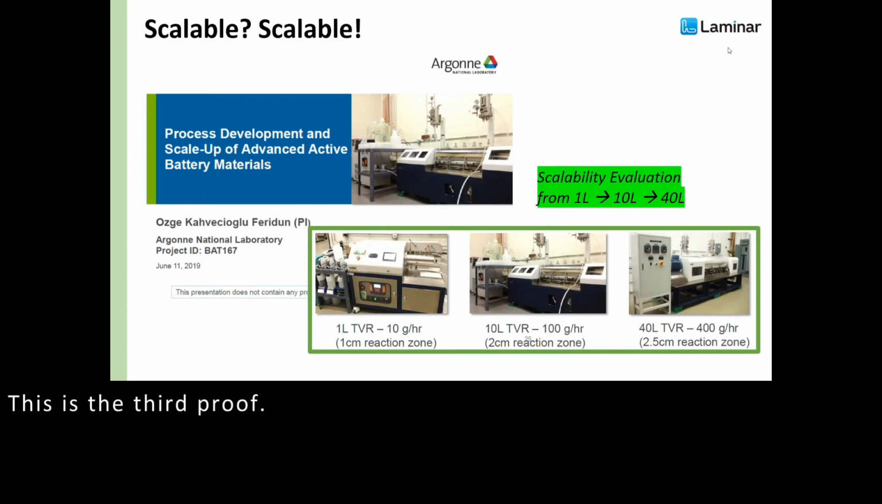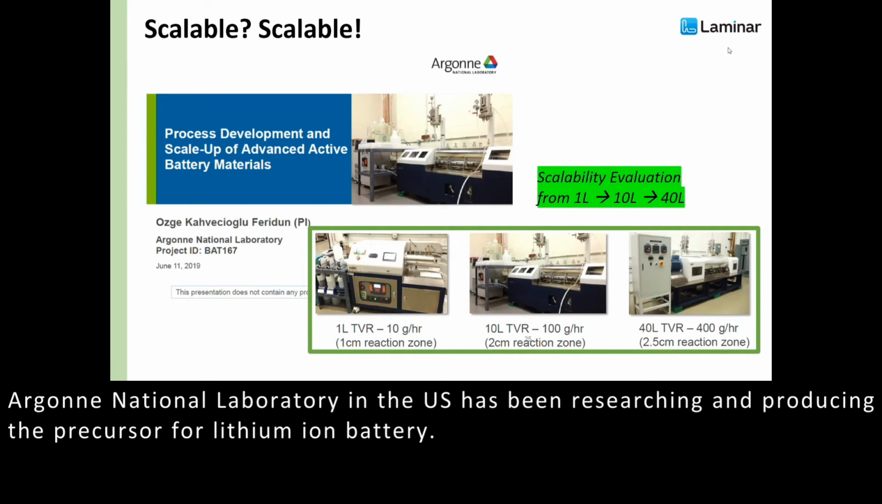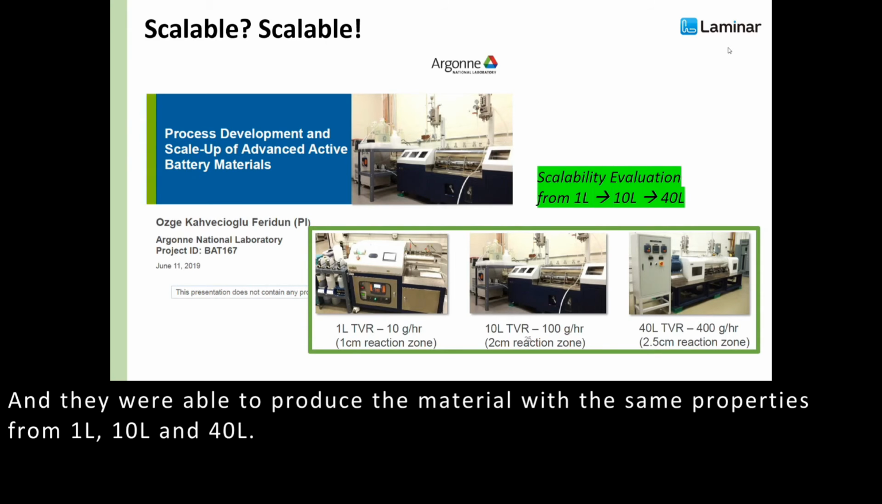This is the third proof. Argonne National Laboratory in the US has been researching and producing the precursor for the lithium-ion battery, and they were able to produce the material with the same properties from 1 liter, 10 liter, and 40 liters.